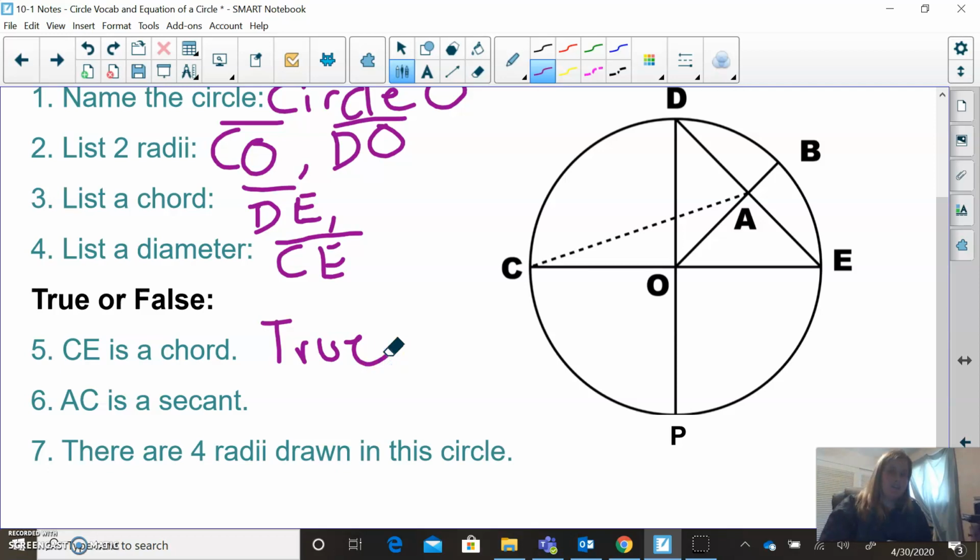AC is secant. Now this is false, okay? Because AC doesn't actually go through the circle. It doesn't go through the circle, right? It stops there at A.